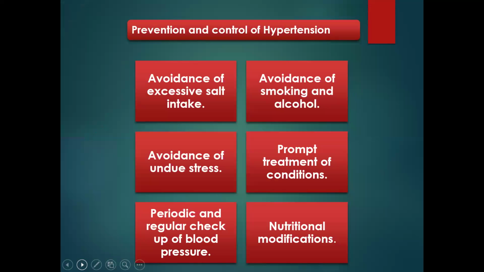Prevention and control of hypertension. Avoidance of excessive salt is the key. Secondly, avoidance of smoking and alcohol. Thirdly, avoidance of undue stress. Fourth, prompt treatment of conditions such as malaria and diabetes. Periodic and regular checking of your blood pressure is key. Then, nutritional modification that avoids excessive salt intake, with consumption of fruits and vegetables, and food free from sweeteners and excess cholesterol loads.